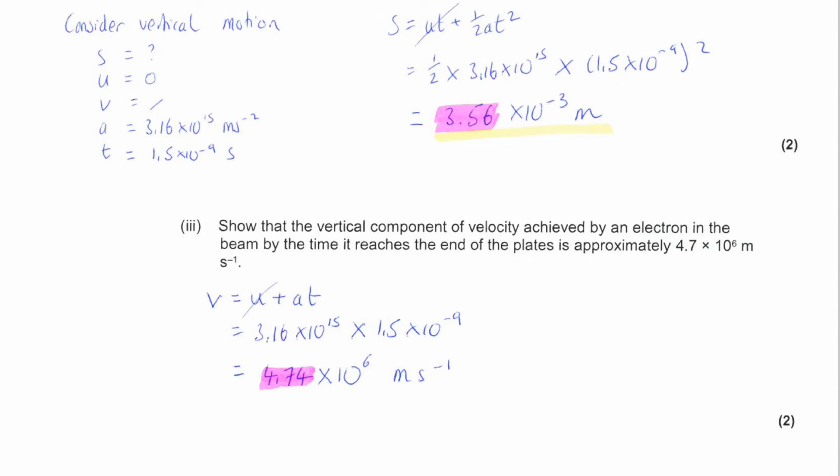Next, you are asked to find the vertical component of the velocity achieved by an electron in the beam by the time it reaches the end of the plates. This is exactly the same situation as the previous part of the question, so the list remains the same, and we want the final vertical velocity. So v equals u plus at simplifies to the acceleration times the time and gives us a value of 4.74 times 10 to the 6 meters per second.